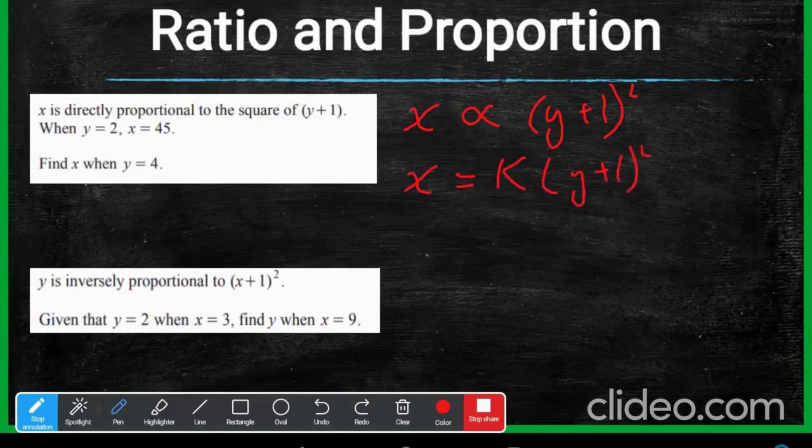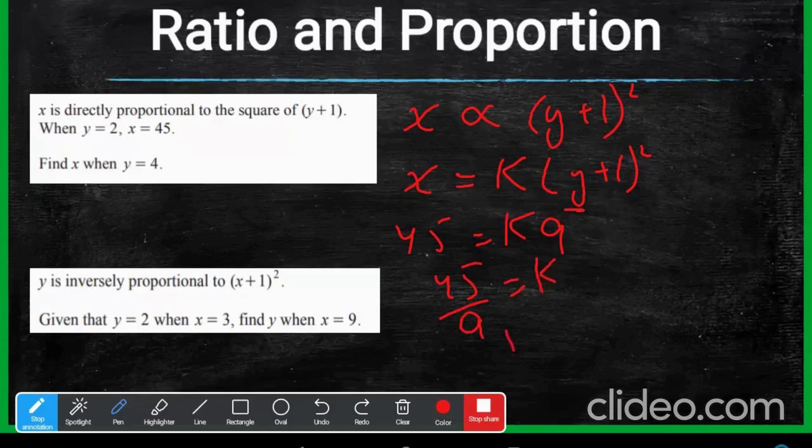Now the value of x is 45 and the value of y is 2. When we put 2 here, 2 plus 1 will become 3 and 3 square will be 9. The 9 will go to this side, so the value of k will be 5. The value of k will be 5. The equation we have is x equals 5 times (y plus 1) whole square.